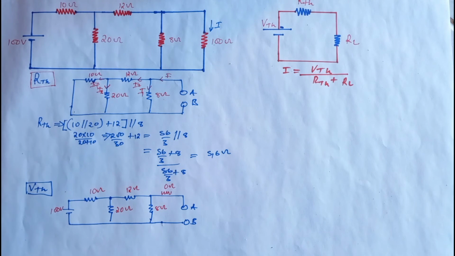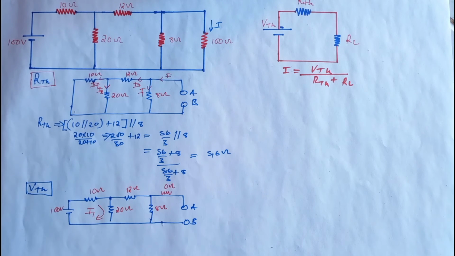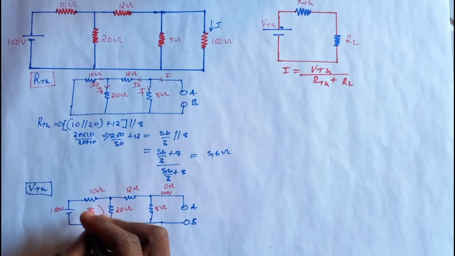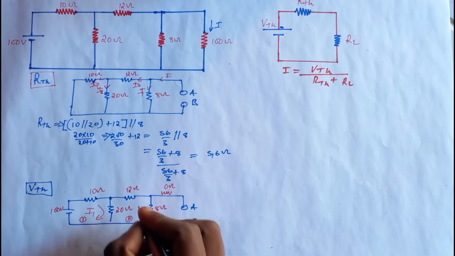So what is the best way to find the voltage? You can use nodal analysis, but I'm going to use Kirchhoff's voltage law. I'm going to say this is I1, the current that is flowing in loop 1. And this is the second loop, loop 2. I'm going to call the current that is flowing in this loop I2.